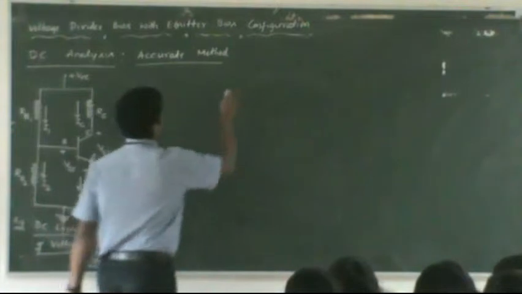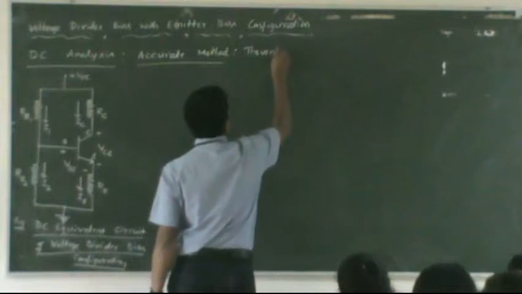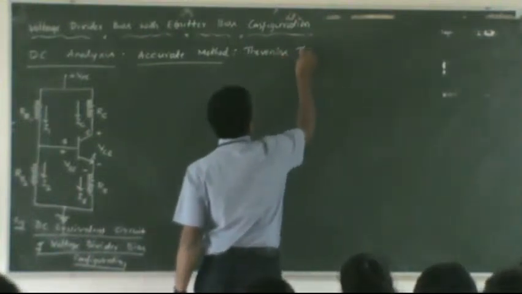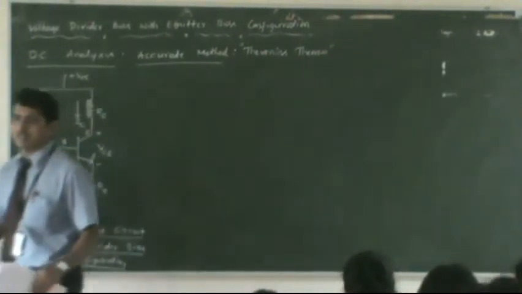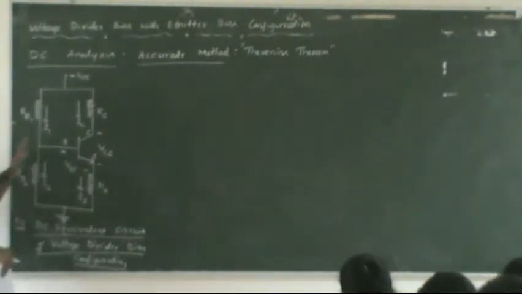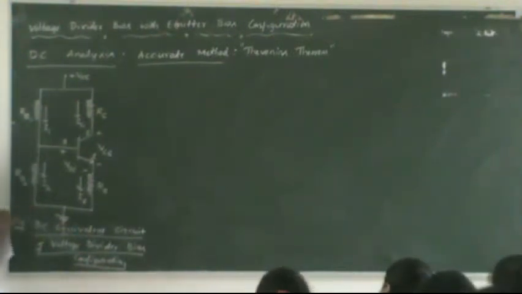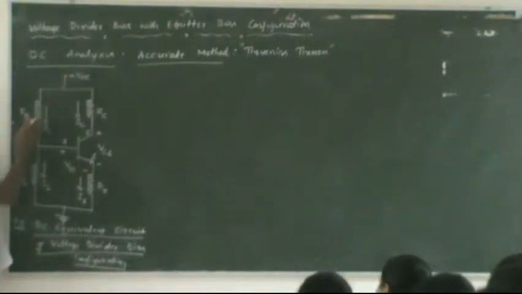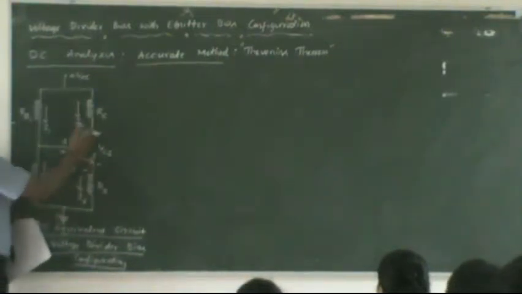The accurate method makes use of a theorem called Thevenin's theorem, a very popular theorem in electrical network analysis. We will convert this circuit into the Thevenin's equivalent circuit. This input section, which contains the supply voltage, RB1 and RB2, I am going to simplify using Thevenin's theorem, whereas the output section will be retained as it is.